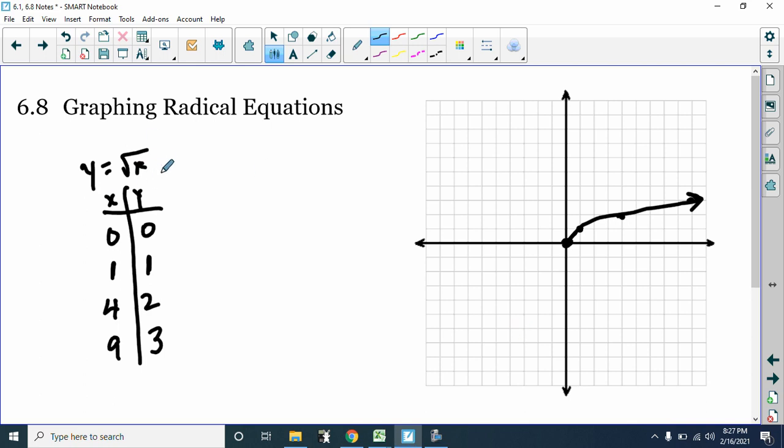So this is kind of our basic thing we're going to do. We might have translations, and we'll have a parent function like we did with other types of graphs, but then we're going to plug in 0, 1, 4, 9 in for x, get our y's, and draw our graph.